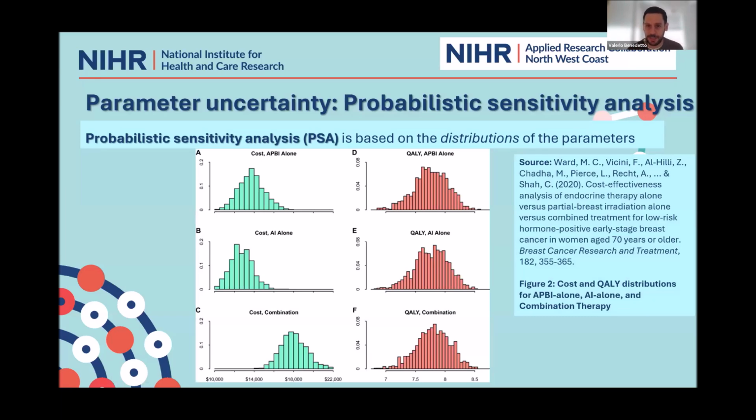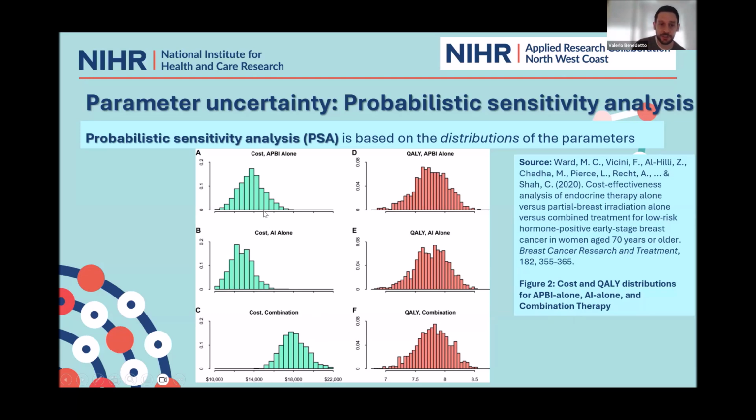So this is from a paper. You can find the source there if you want to have a look at the paper. In particular, figure 2. Figure 2 is about the cost and quality distributions for APBI alone. APBI is just the name of an intervention, so we don't need to worry about this. And then AI alone, which is the name for another intervention, and their combination, okay? So in this figure, you've got basically the distribution of the values for the cost, the distribution of the values for the QALYs for each intervention, and then for their combination.